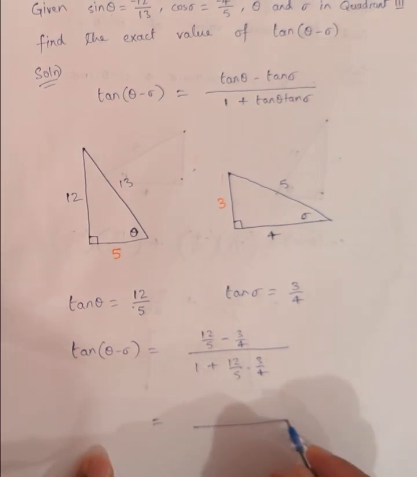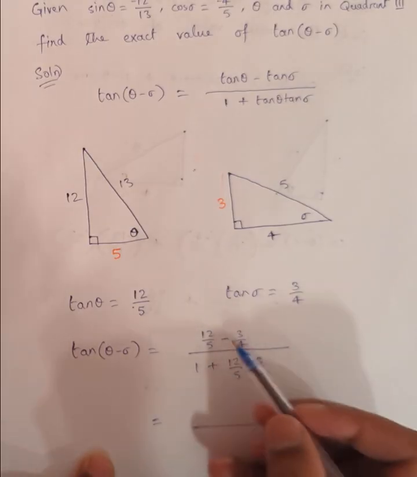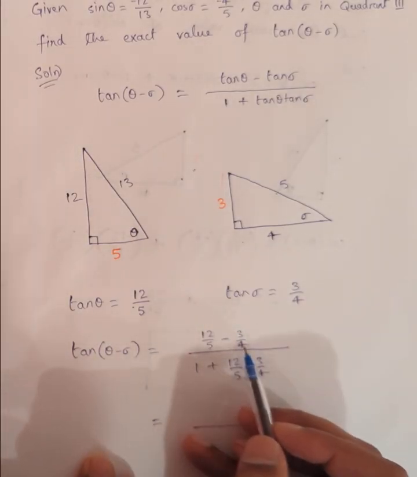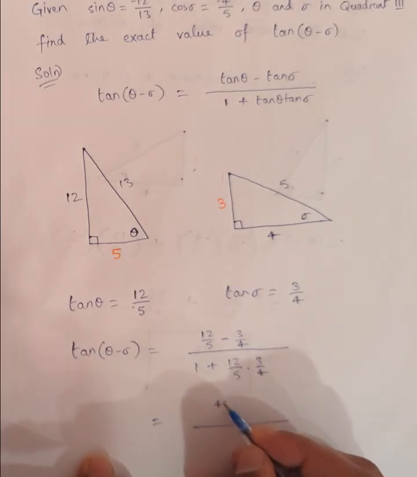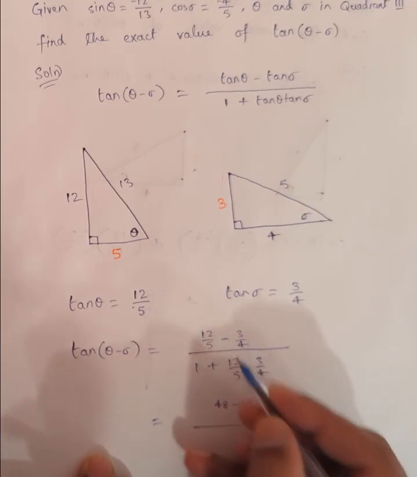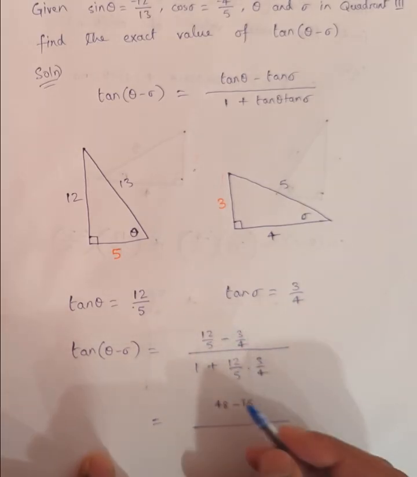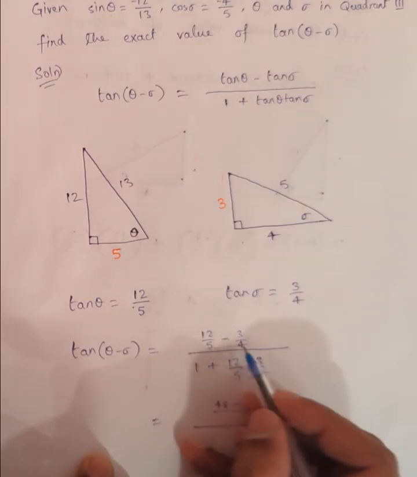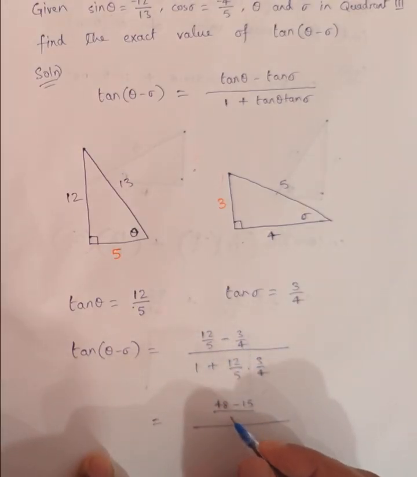So let's work in the numerator. How do you subtract two fractions? You can cross multiply. 12 times 4 is 48 minus 5 times 3 is 15. That becomes the numerator for this fraction subtraction. And the denominator is the product of the denominators, which is 5 times 4, 20.